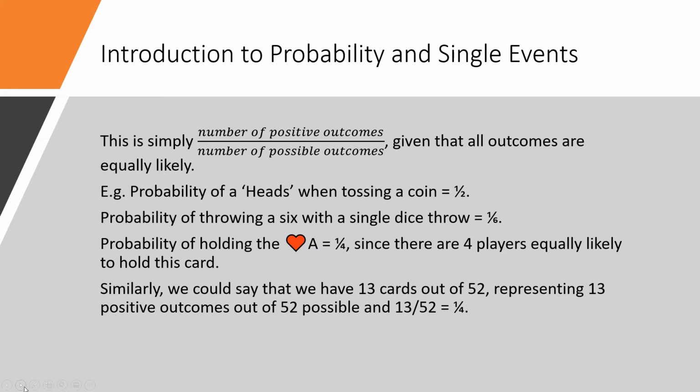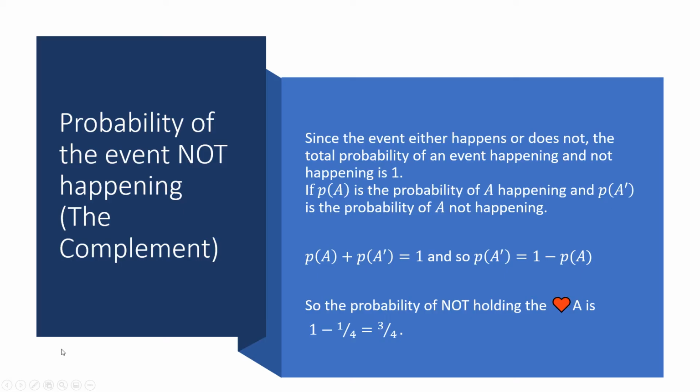Right, so let's have a look now at the complement of a probability. So the complement is the probability of the event not happening. So an event will either happen or will not happen. Happening and not happening are mutually exclusive, which I will explain on the next slide. So I can add the probabilities together. So the probability of happening plus the probability of not happening is 1.